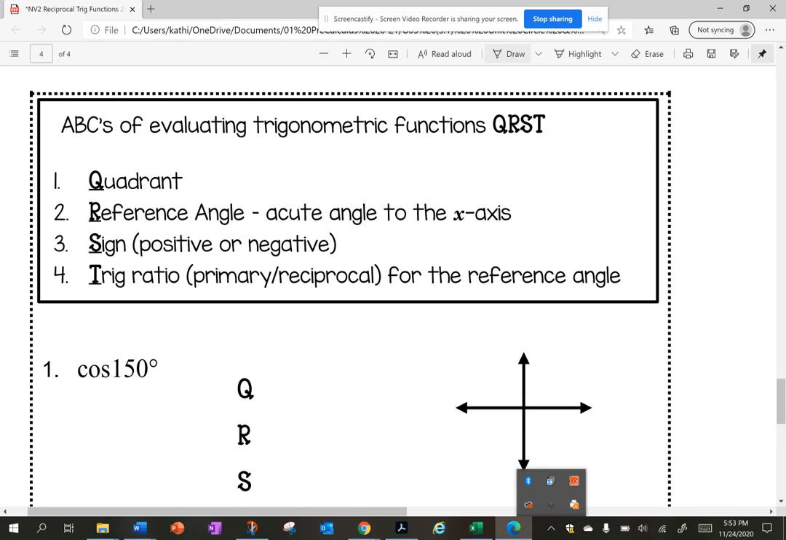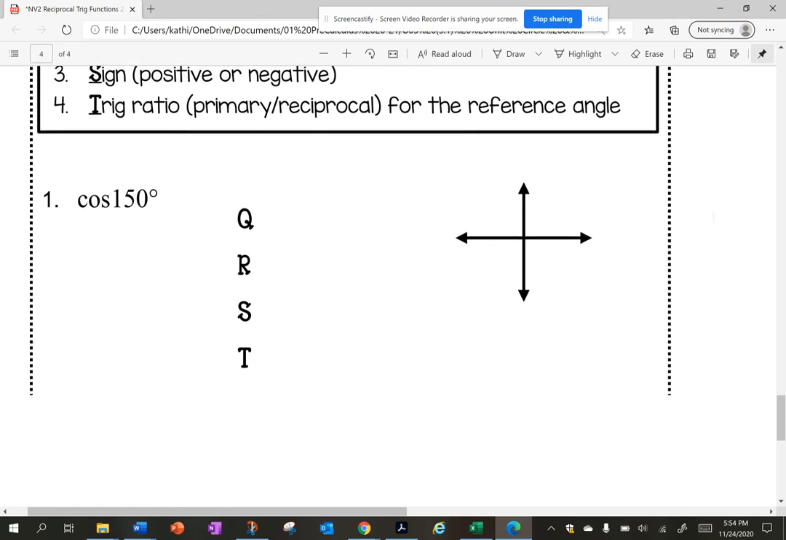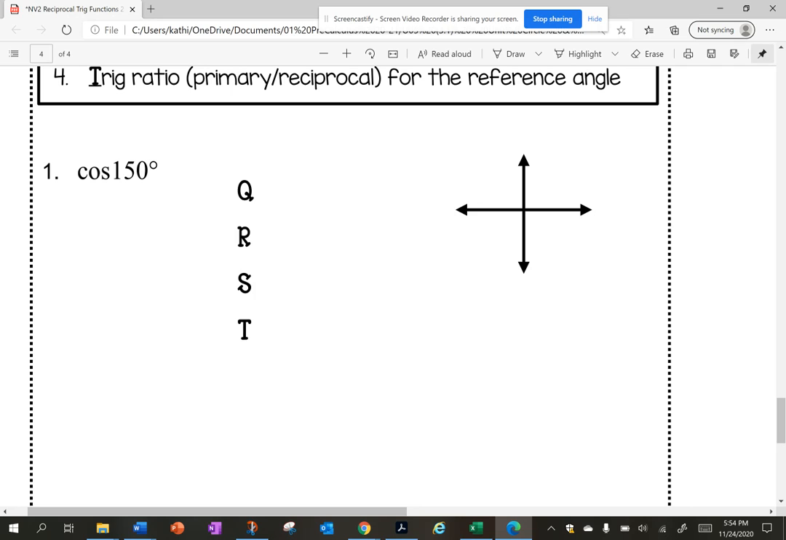All right, so we're going to learn something else new today called QRST. So we are going to evaluate these, and the intent is to do this without a calculator or without looking at your unit circle, because you are just making that first quadrant and we're using that information. Okay, so Q stands for quadrant, R stands for my reference angle. Reference angle is always measured to the x-axis. S is for sign: am I positive or negative? And T is for my trig ratio. Okay, so let's do the first one. First one says I have 150 degrees.